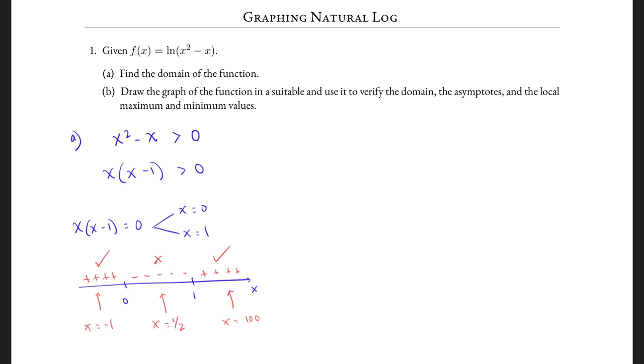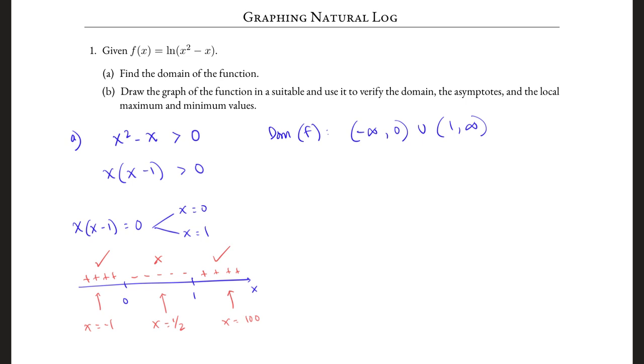We conclude that the domain of the function f is, using interval notation, -infinity to 0, parentheses, union with 1 to infinity. We cannot use 0 and 1 because if we plug 0 and 1 into x squared minus x, this expression will be 0, and ln of 0 is not defined. And again, if we plug in any number between 0 and 1, then ln of x squared minus x will be undefined because x squared minus x is negative in this interval.